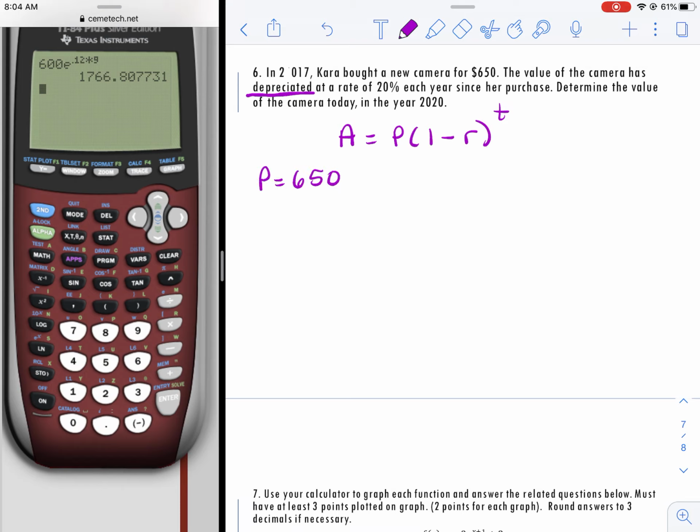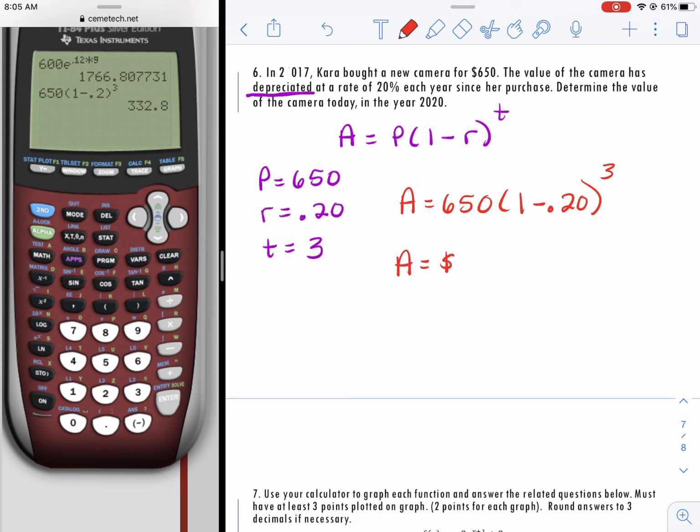So in this case, the value of the camera is $650. The rate of decay is 20% or 0.20, and we want to know the value of the camera 3 years after its purchase, 2017 to 2020. Okay, so all we're going to do here, we're going to do 650 times 1 minus 0.2, and then we're going to raise that to the third power. So 650 times 1 minus 0.2, okay, to the third power. And the value of the camera is going to be $332.80.